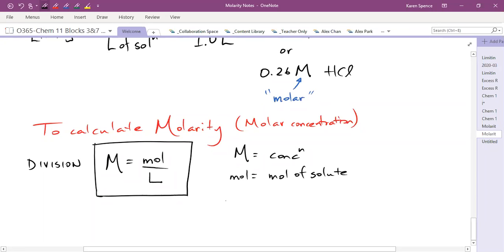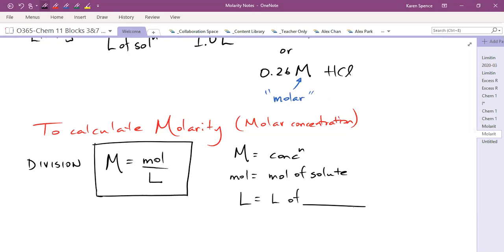Oh, yeah. And we have liters. Is it liters of solvent or is it liters of solution? Liters of solvent or liters of solution? What's going to go in that blank there? Yeah, absolutely. That is liters of solution. Excellent.